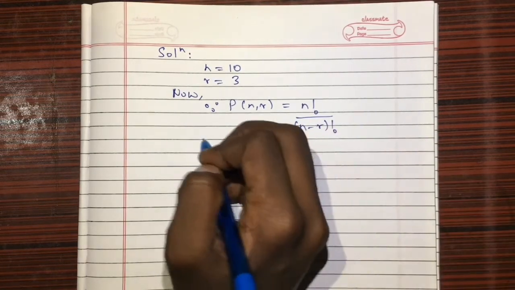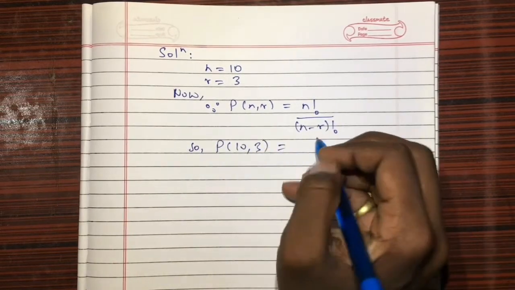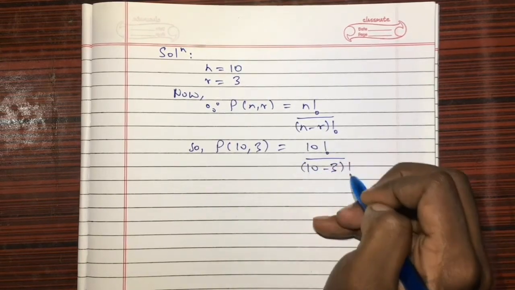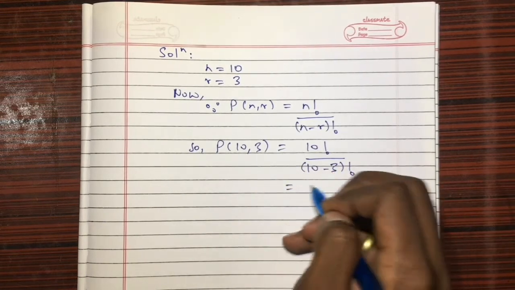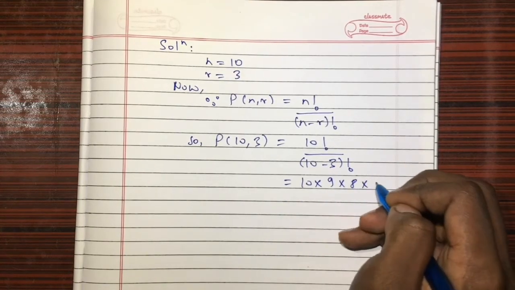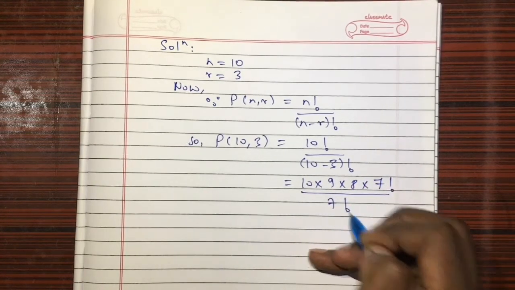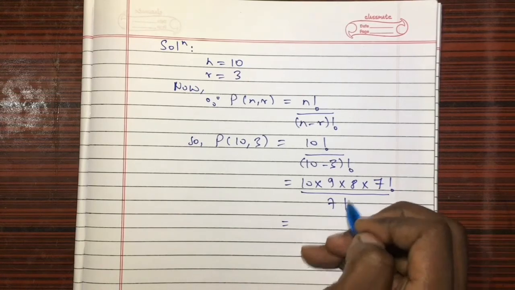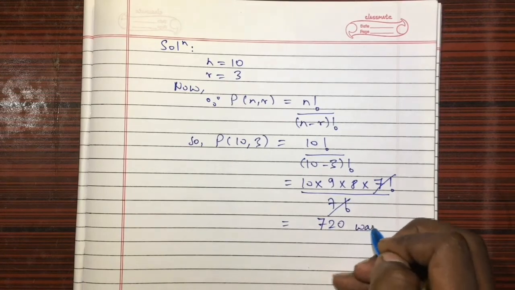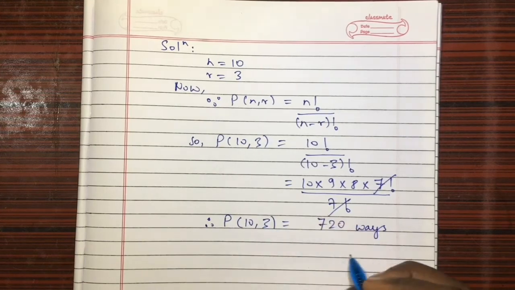So P(10, 3) becomes equal to 10 factorial over (10 minus 3) factorial, which is equal to 10 times 9 times 8 times 7 factorial over 7 factorial. Now 7 factorial cancels out, and then we have 10 times 9 times 8, which is 720 ways. Therefore P(10, 3) is equal to 720 ways.